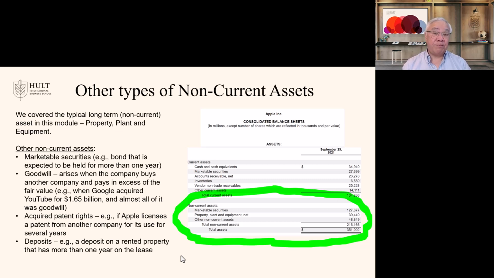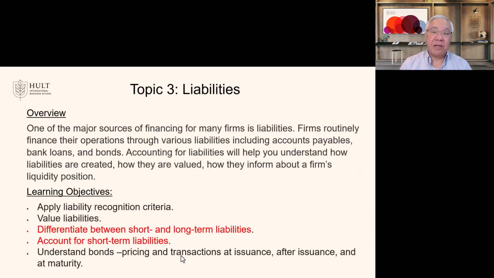They could have put a deposit to rent a building, and that's where it sits, clearly more than 1 year, because most leases last from 5 to 20 years. So it's definitely a long-term asset. All right, topic 3, liabilities.